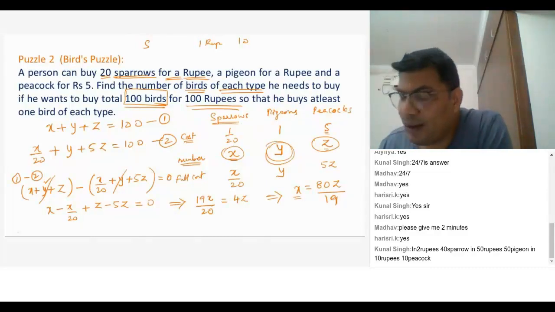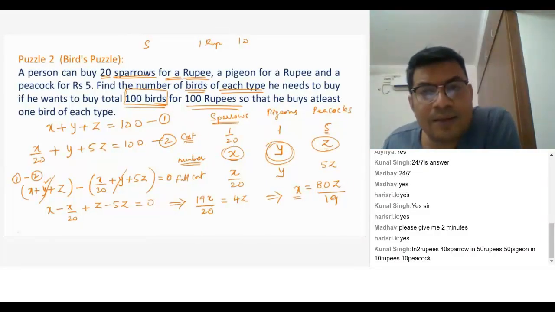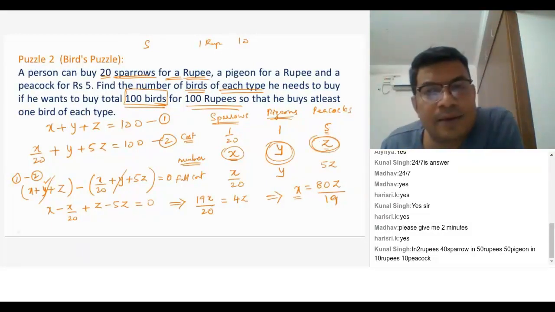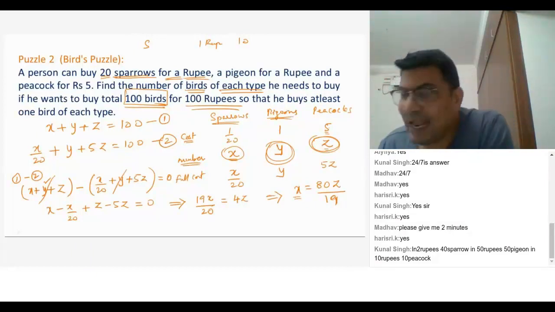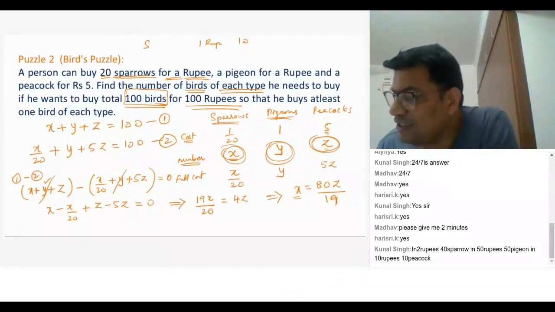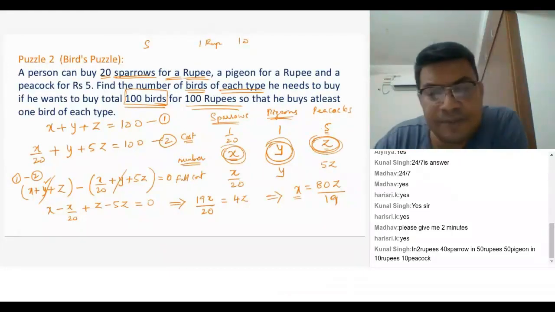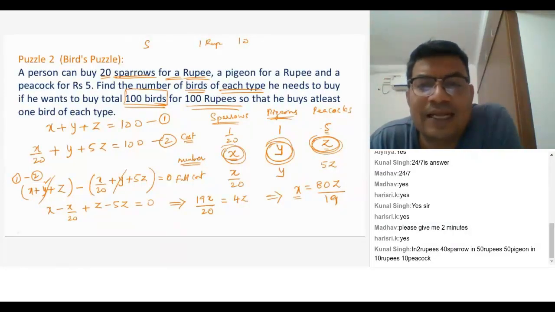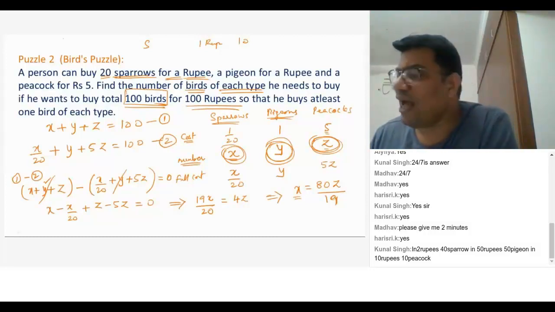What is y? Number of pigeons. Very good. What is z? Number of peacocks. Okay. Can number of sparrows or pigeons or peacocks, these values x, y, z, can they be a fraction? Can they be fractions? Can I say I have 2 by 3 pigeons? Can I say this?